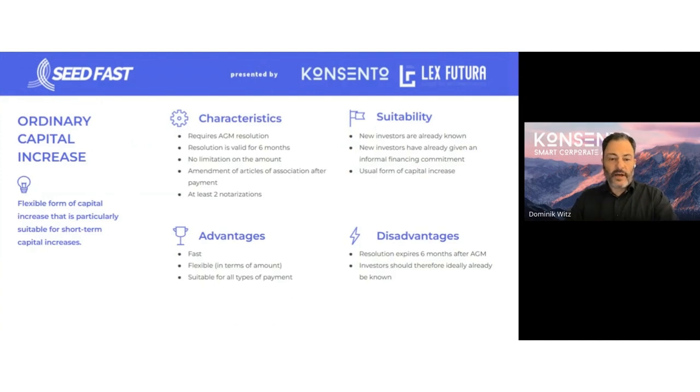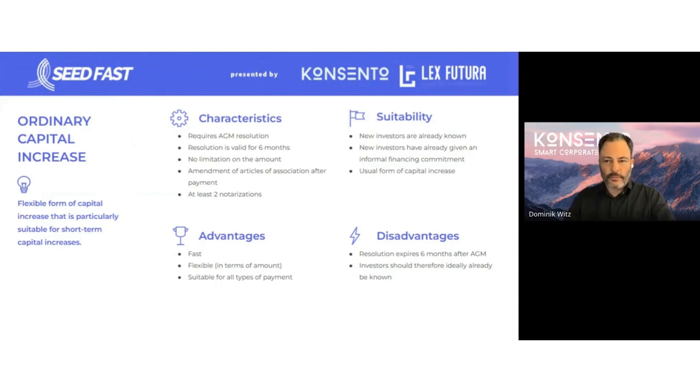And then another advantage is that it's flexible in terms of types of payment. So there are different types of contribution. There's the contribution in cash, where the investors pay money, cash, into a capital deposit account with a Swiss bank.